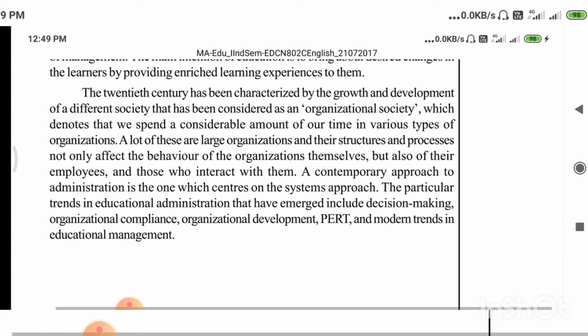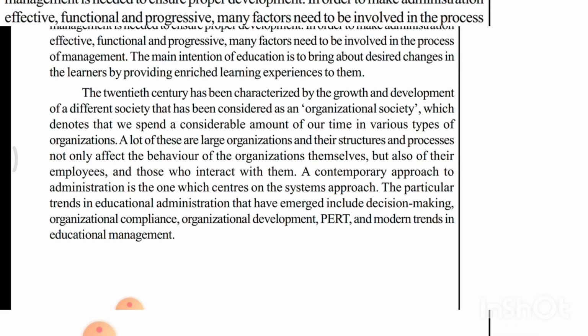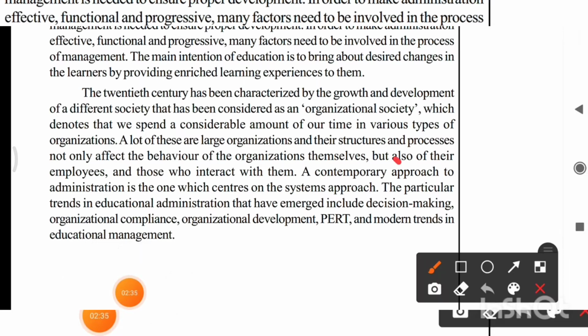Now, the 20th century has been characterized by the growth and development of different societies that have been considered organizational societies, which denotes that we spend a considerable amount of our time in various types of organizations. A lot of these are large organizations, and their structures and processes not only affect the behavior of the organizations themselves, but also of their employees and those who interact with them. Contemporary means something which is happening at the same time. That is the word used over here.